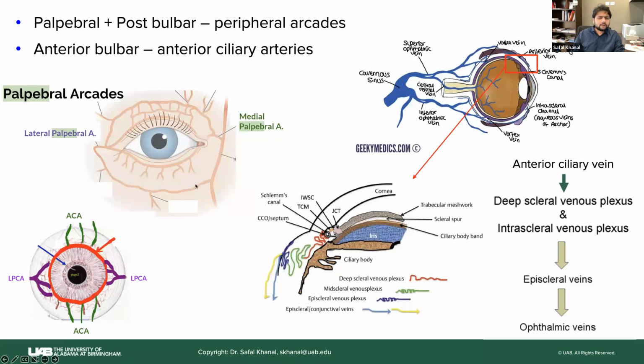The anterior bulbar supply is from the anterior ciliary arteries, and these are the branches of muscular arteries of the ophthalmic artery itself.